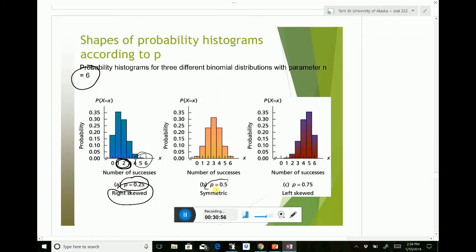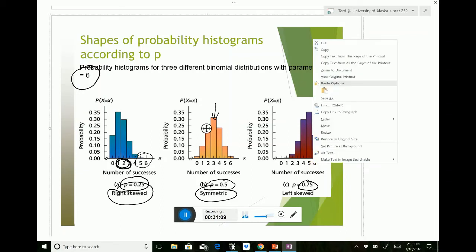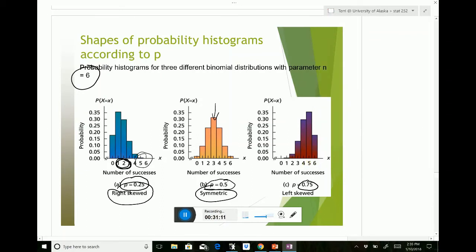When p is exactly 0.5, it should be right in the center, so it should be perfectly symmetric. And when p is high, we should have more successes. So we should get 5 out of 6 being success, or 4 out of 6 being success. Much less likely to have 0. If 75% of the population is something, it's highly unlikely you're going to take a random sample of 6 of them and get 0 and have everybody be something different. So that's the way those work.